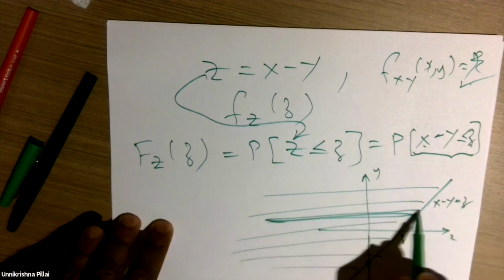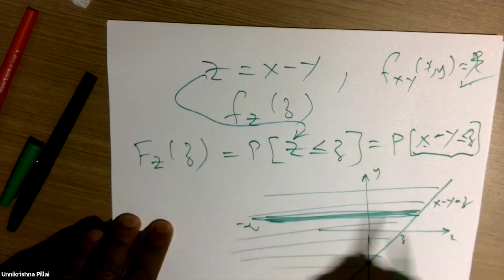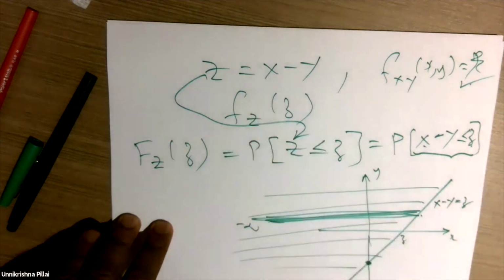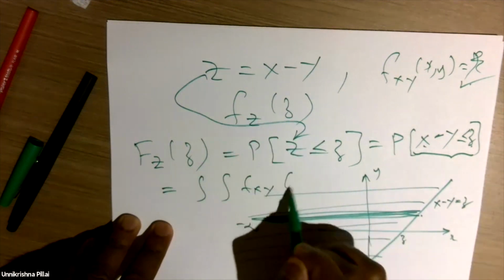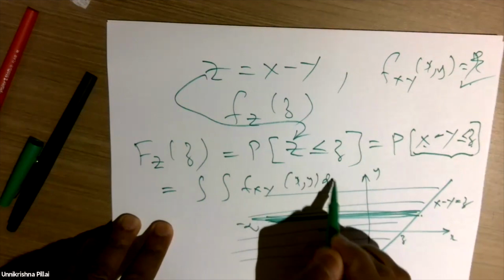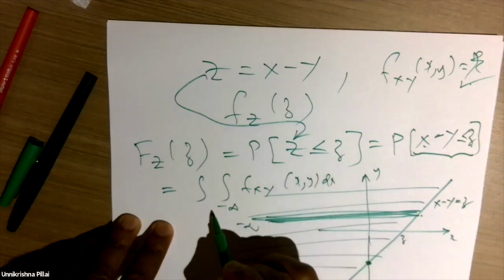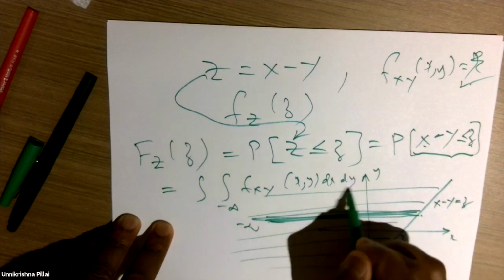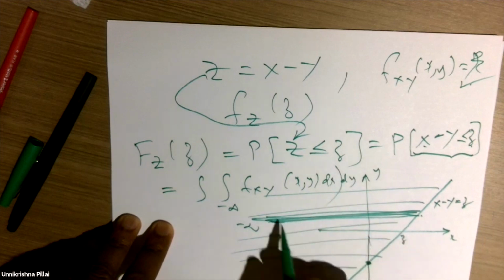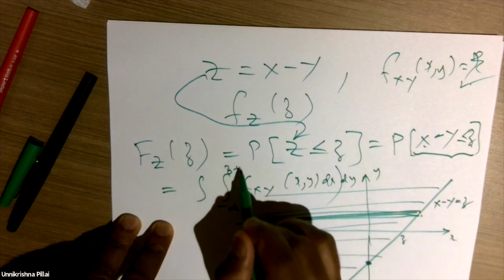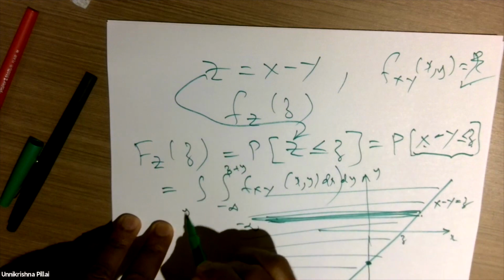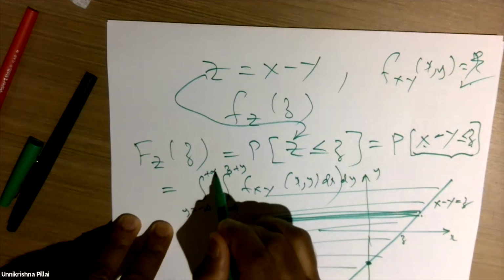As before, I'm going to take a strip from minus infinity up to this point. Then I'll push this strip up and all the way. So f_XY of x comma y, x goes from minus infinity to what? Z plus y. And y goes from minus infinity to plus infinity.